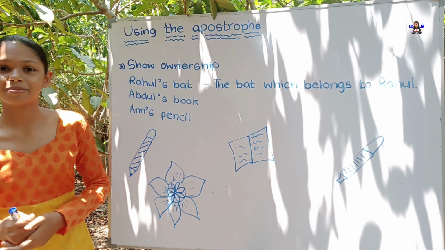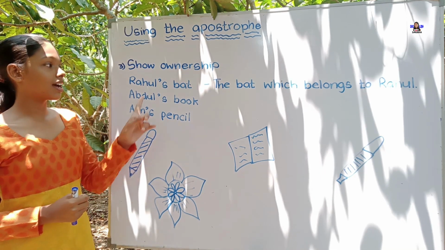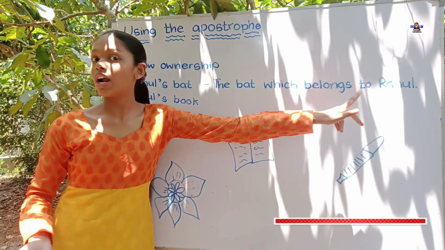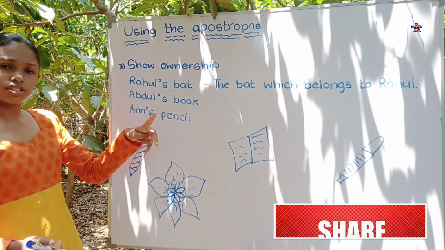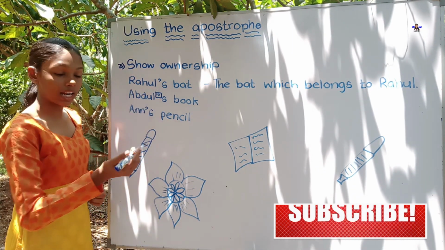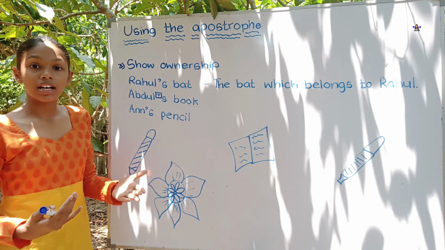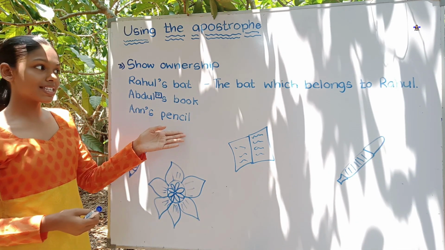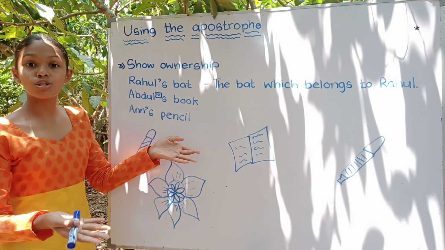There are 2 ways. Okay, let me give you 3 examples. First one is Rahul's bat. Or we can say the bat which belongs to Rahul. And the other one, Abdul's book. Here also you can see the apostrophe showing the ownership, like Abdul's book. Or we can say the book that belongs to Abdul. The next one, Anne's pencil. Or else you can say the pencil which belongs to Anne.